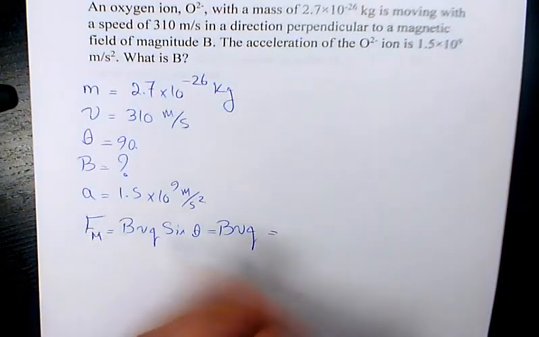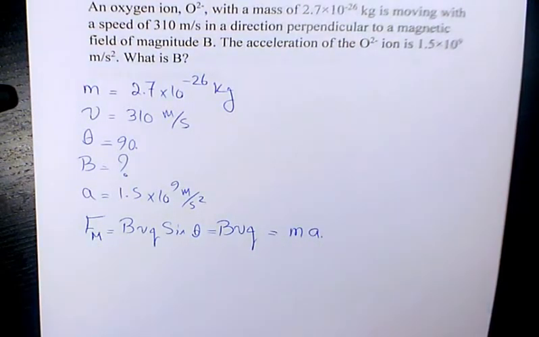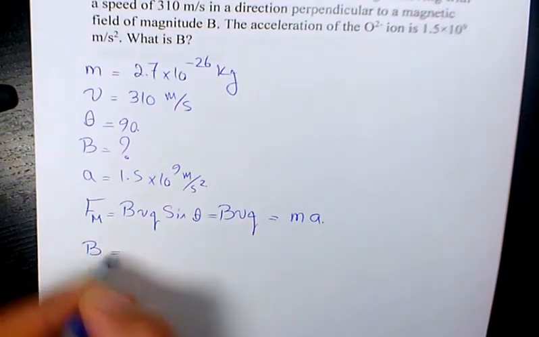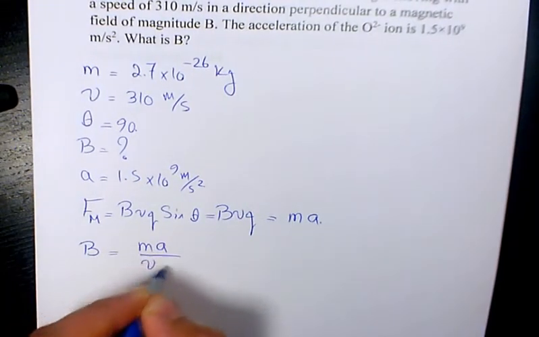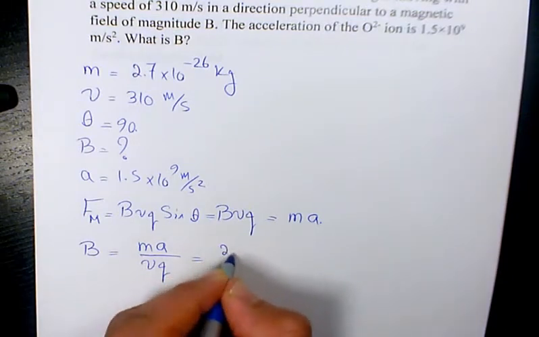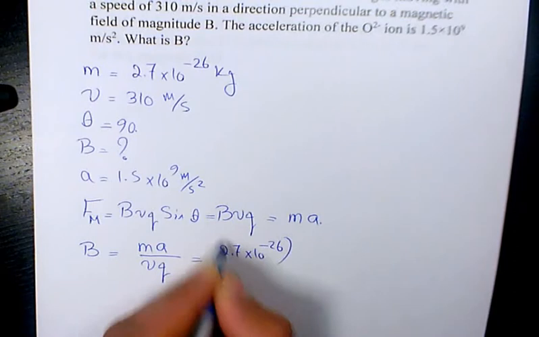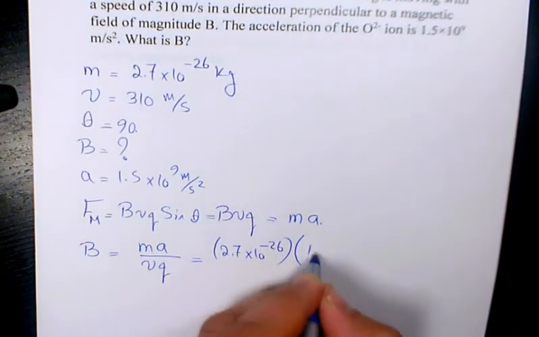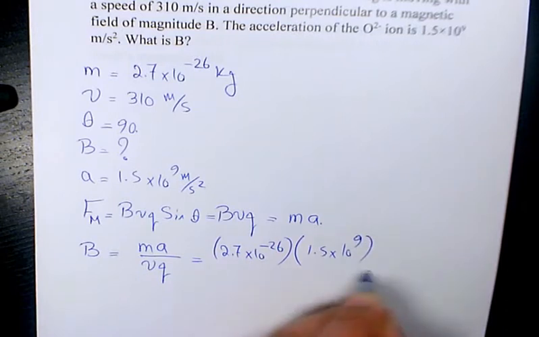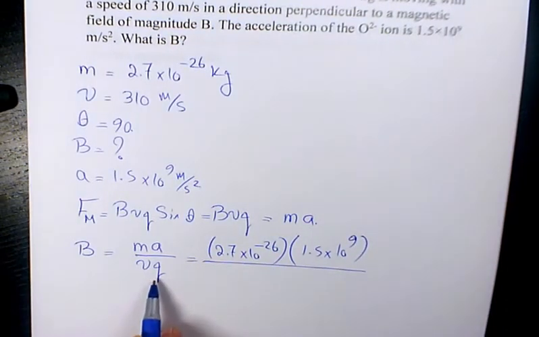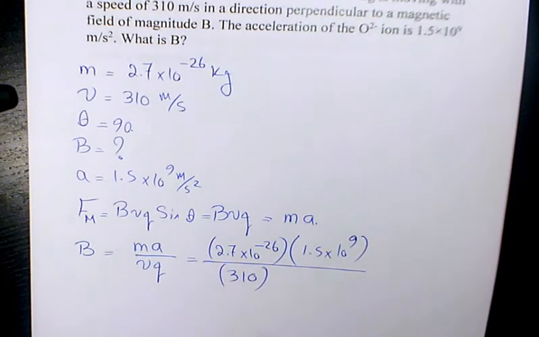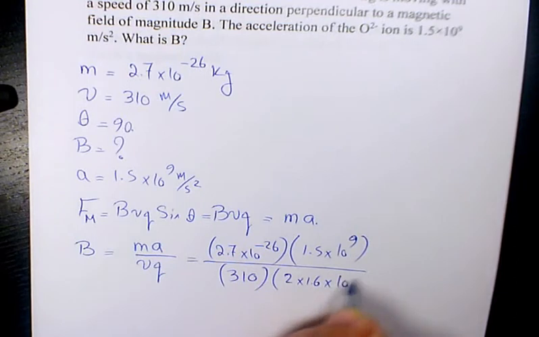On the other hand, F equals MA. So B will be equal to MA divided by VQ. M is 2.7 times 10 to the power of negative 26 times A, which is 1.5 times 10 to the power of 9. V is velocity, which is 310 meter per second. Q is charge of oxygen ion, which is 2 electrons. It's going to be 2 times 1.6 times 10 to the power of negative 19.